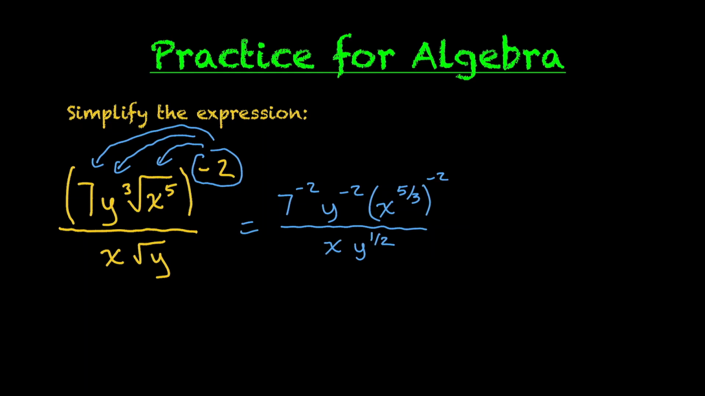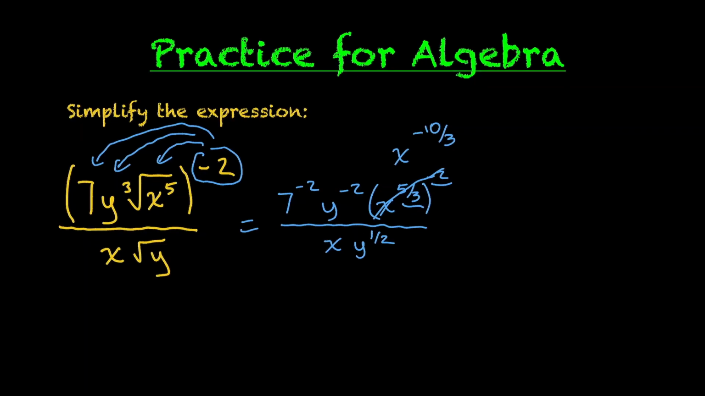Okay, let's simplify this in part. X to the 5/3 raised to the -2. I'm going to multiply those two powers, and this is going to become x to the -10/3 when I multiply 5/3 times -2. Now let's simplify this so that we get positive powers.